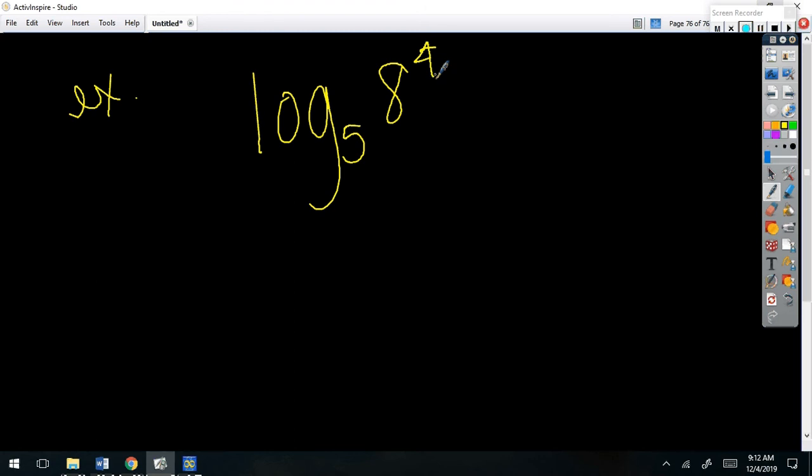Expand it. What does it become? 4 times log base 5 of 8. Easy, right? Let's combine them and see what happens.